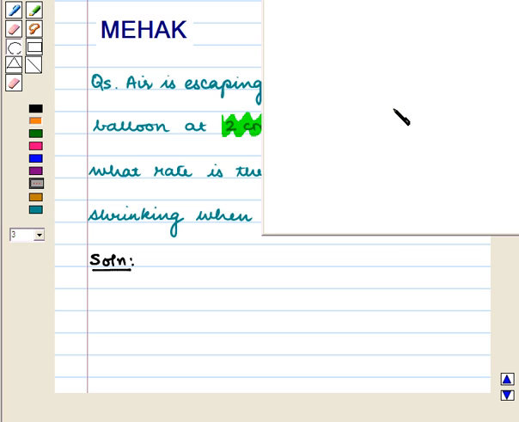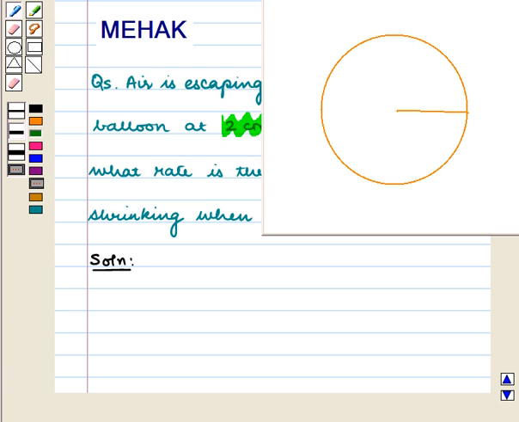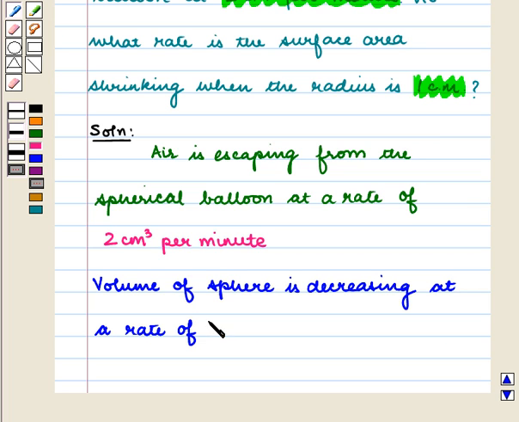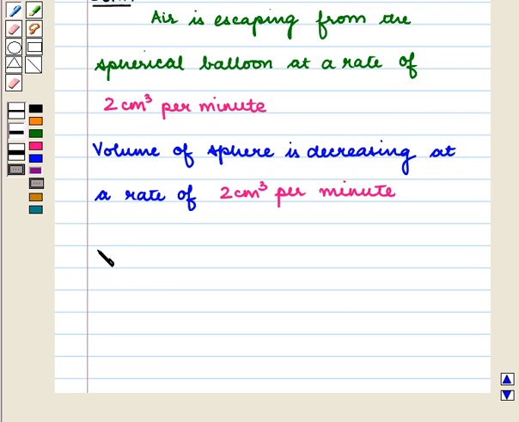We are given a spherical balloon. Let us make a sphere that represents the spherical balloon. We are given that air is escaping from the spherical balloon at a rate of 2 cubic centimeters per minute. It means the volume of the sphere is decreasing at a rate of 2 cubic centimeters per minute. Volume is decreasing with respect to time t.